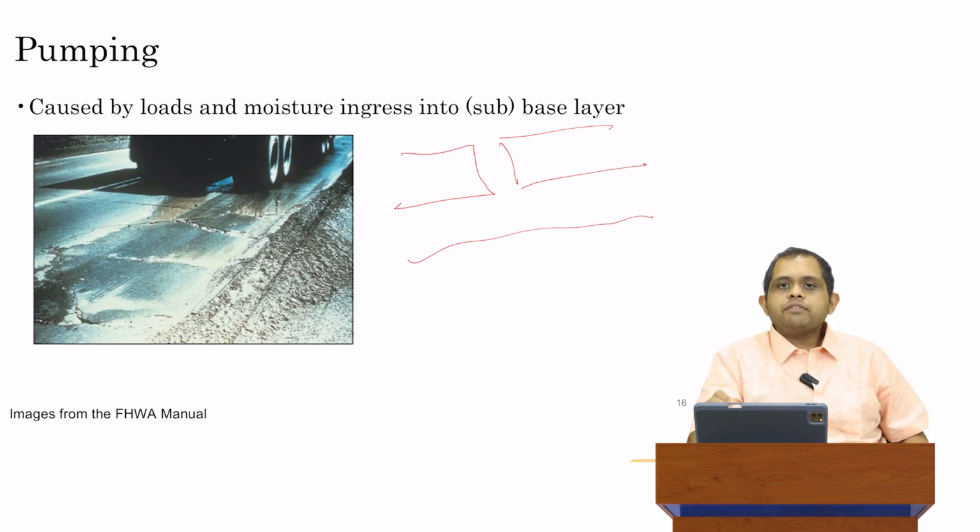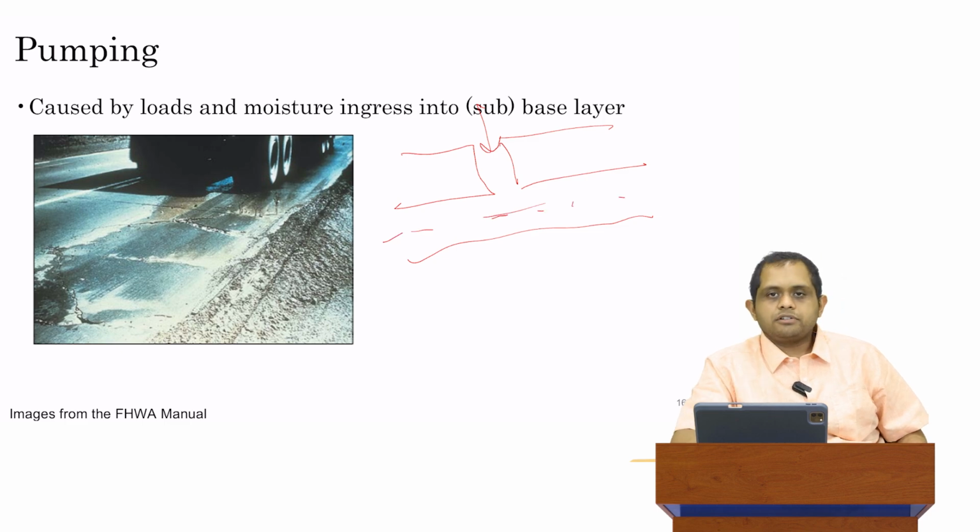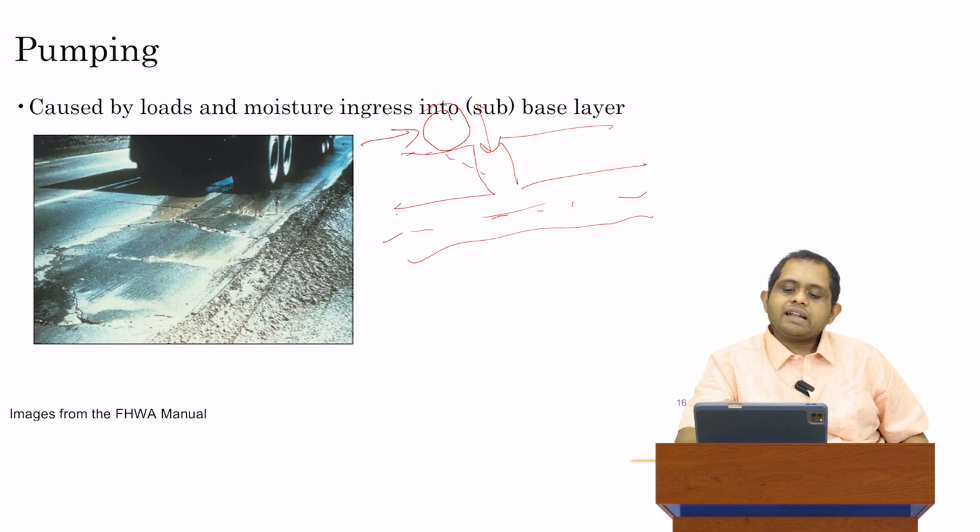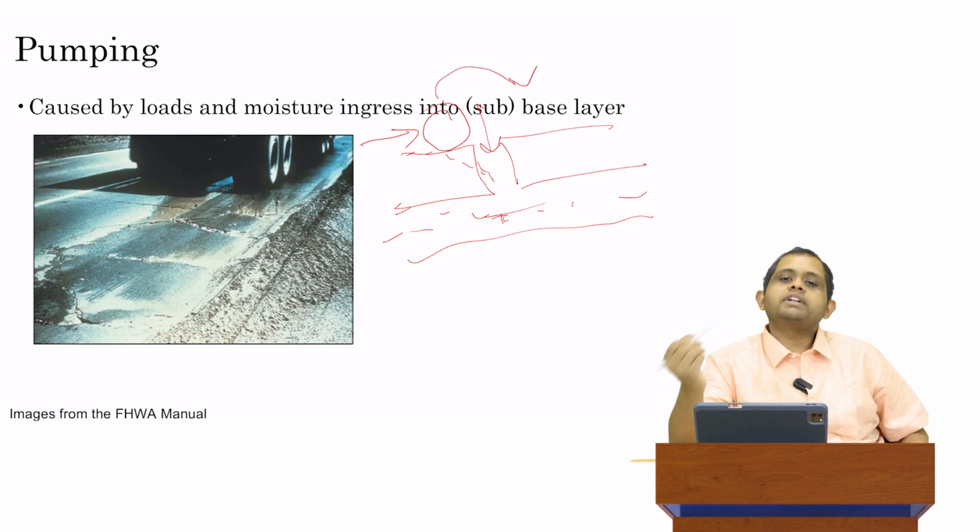Now, what happens is that if the joint is not properly sealed, we talked about joint sealing and the importance of joint sealing, but suppose the joint is not properly sealed, then over time what will happen is moisture is going to get in from the joint and it's going to saturate the base layer. Okay, now consider what happens. You have a load which is coming, driving in this direction, and it's going to cause the slab to deflect a little bit. Now the load eventually will move off, will continue moving and will move to the next slab.